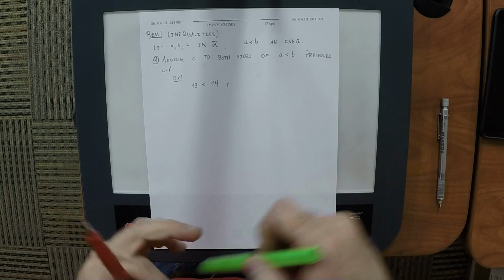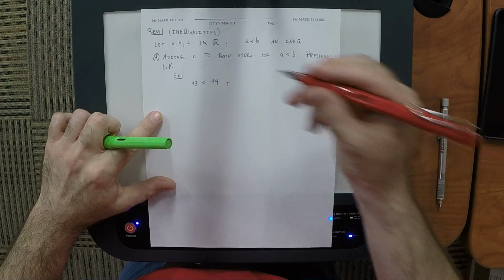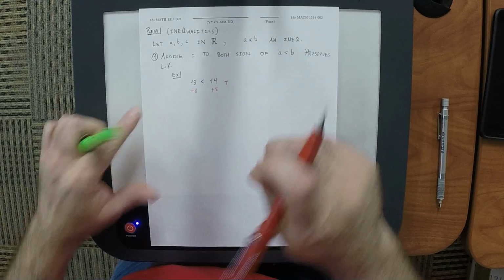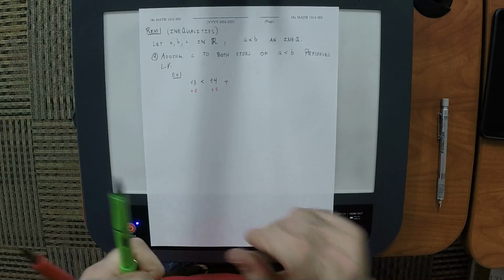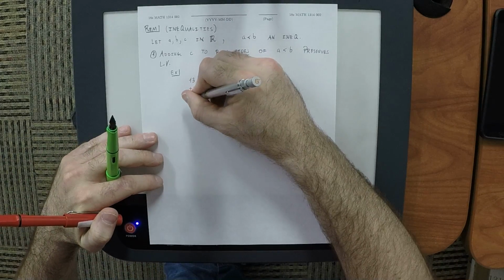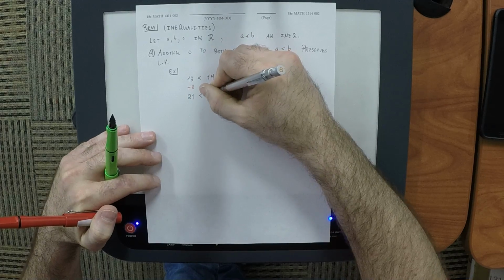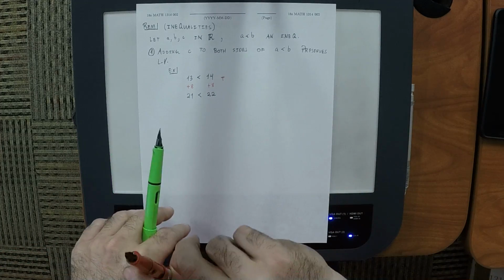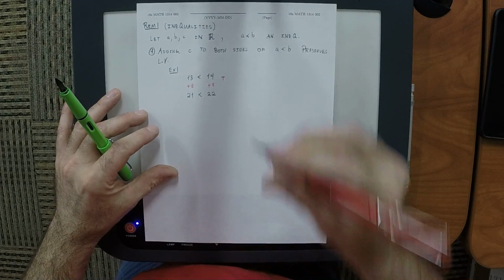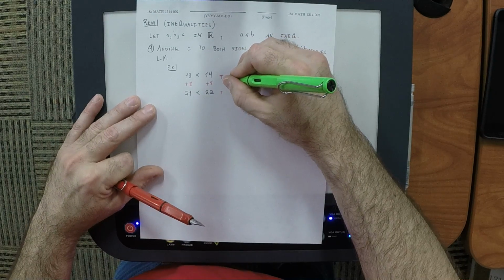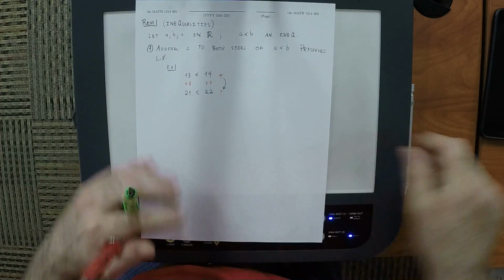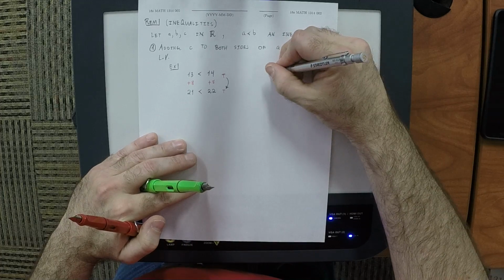So suppose that we add the same number to both sides. We'll add 8 to both sides. The new left-hand side is 21. The new right-hand side is 22. So 21 less than 22. That's an inequality. What's its logical value? True. And what I want you to observe is, we started with true and we ended with true.